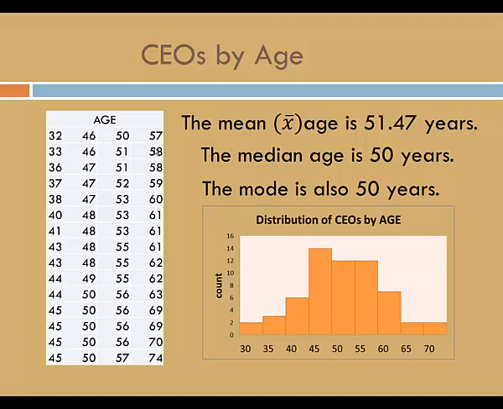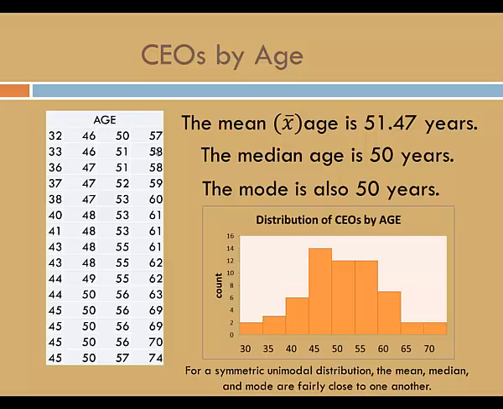Notice that the shape of the distribution is bell-shaped. The distribution is roughly symmetric. There's a single peak in the center of the distribution. So this is a symmetric unimodal distribution, and the mean, median, and mode are fairly close to one another.